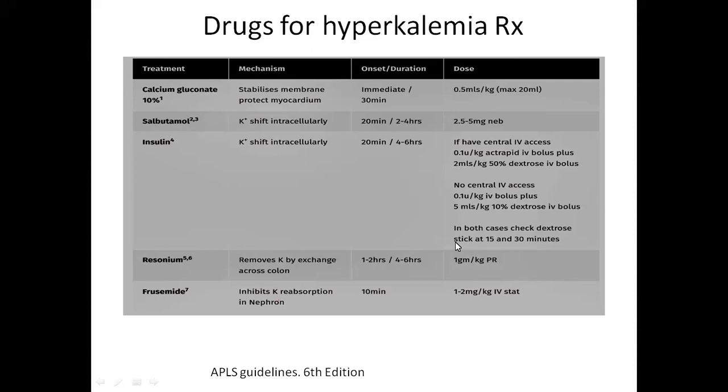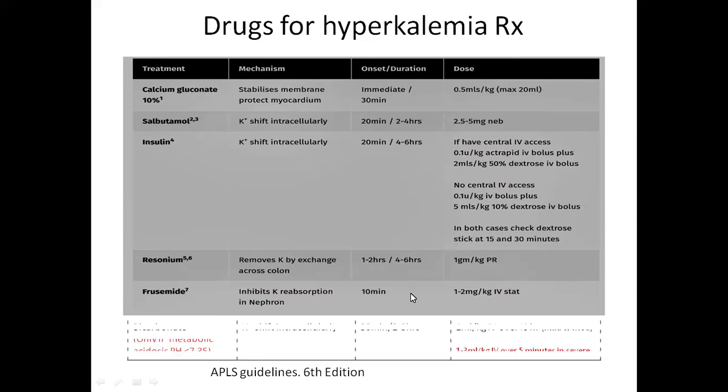So these are the things. And one more thing is bicarbonate. We'll give bicarbonate only when the pH is less than 7.35, because it doesn't have much action in shifting potassium inside when your pH is more than 7.4.